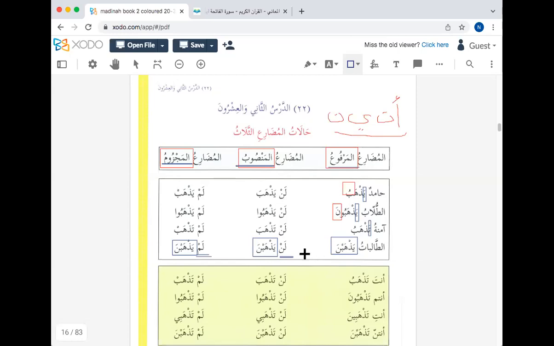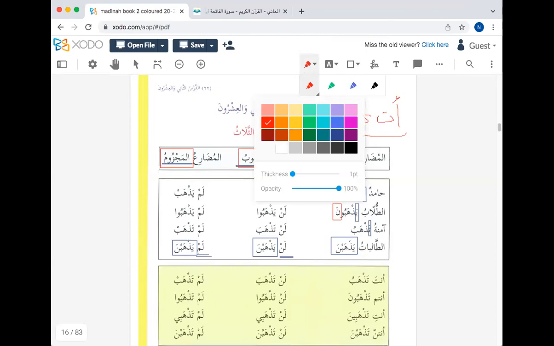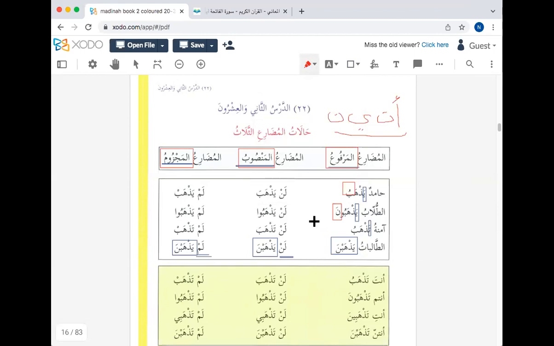But why are these three, talibatu yadhhabna, lan yadhhabna, lam yadhhabna, why are these mabni? Can anyone tell me? What is it that made them mabni? Ayah, Ahsanti. The sister says, Noon and Niswa. This noon, when it attached itself to the end of the fi'l mudari', then the whole fi'l became mabni. جيد.